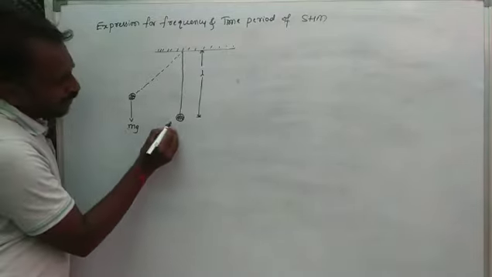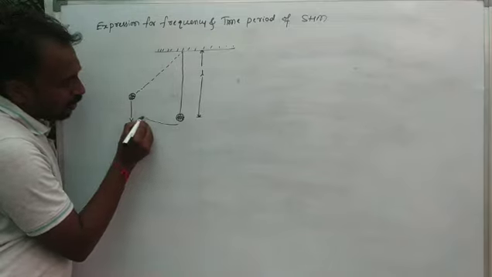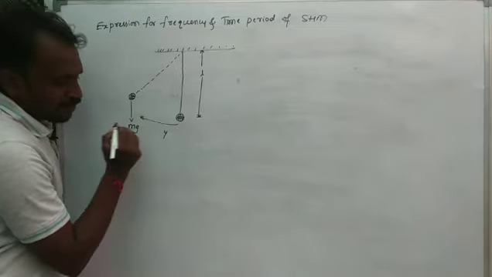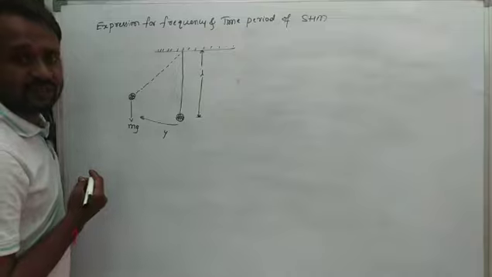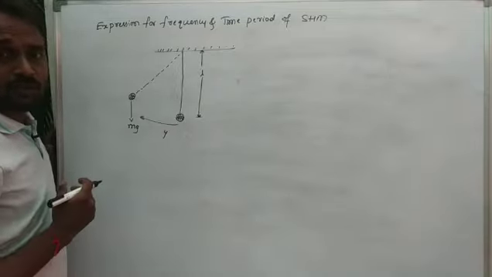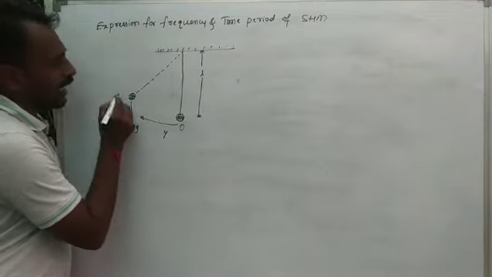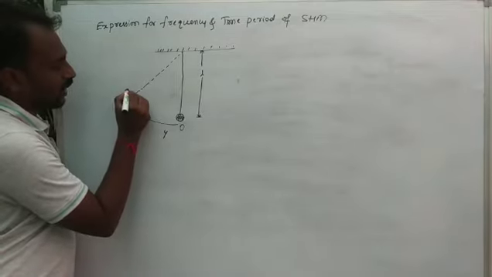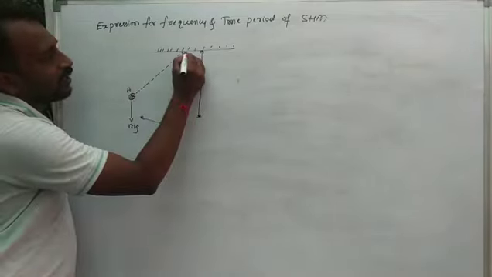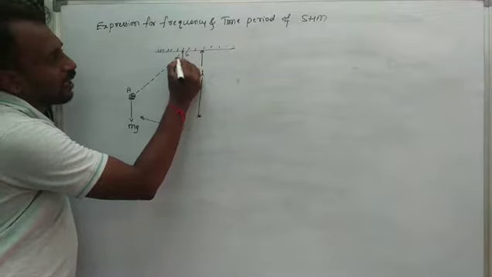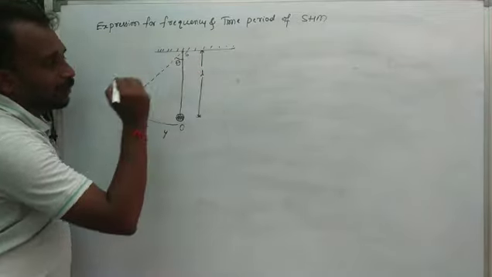And the displacement, y, is the displacement of this simple pendulum. Why? Because O is the initial position, A is the extreme position, and here we have S, and here we get theta.